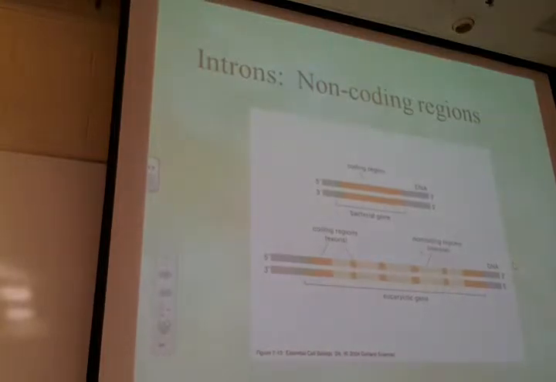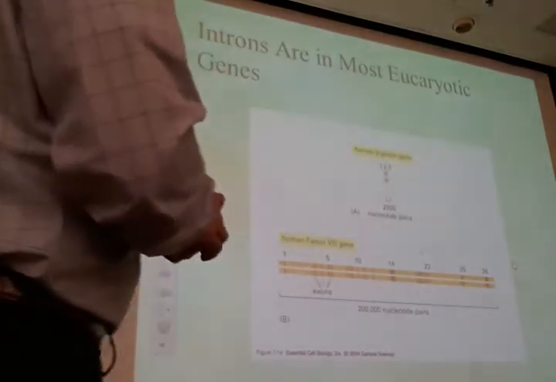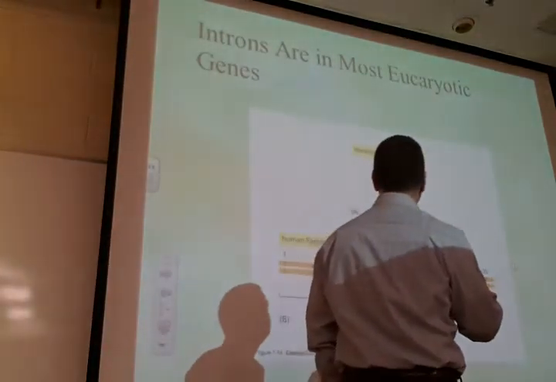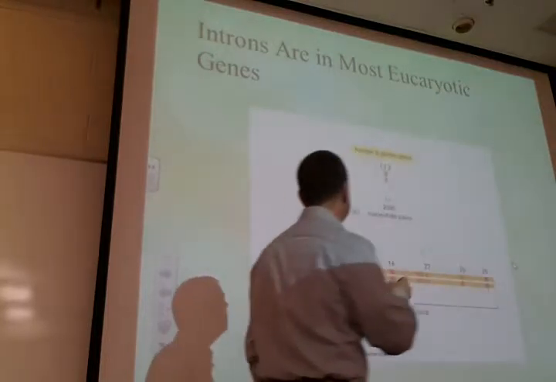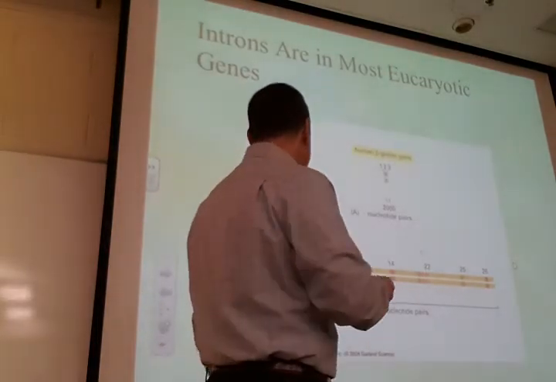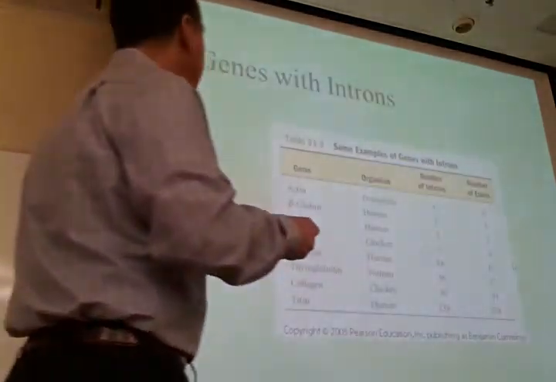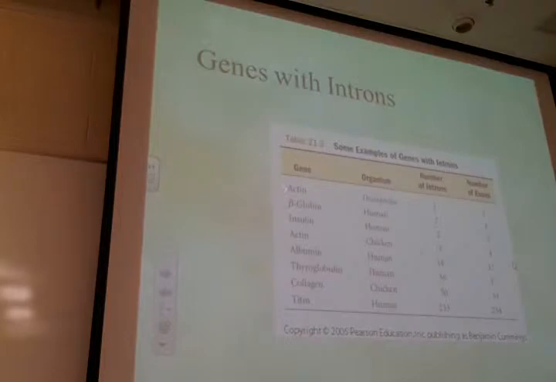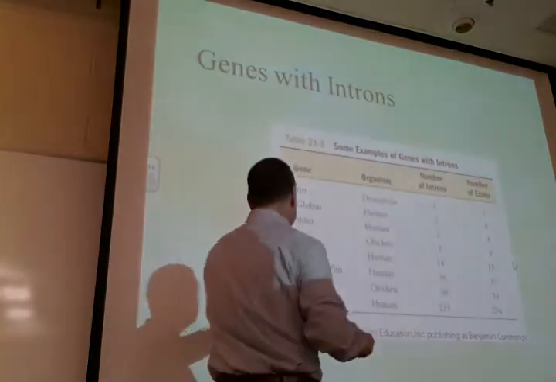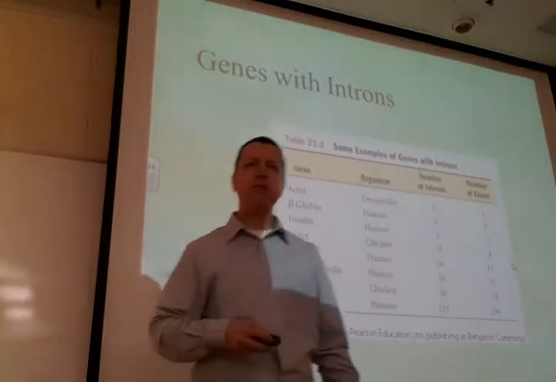And most eukaryotic genes have at least one intron. Some have many more. So the beta globin gene that makes part of your hemoglobin looks like it has 3 exons and 2 introns. The human factor VIII gene, which is involved in blood clotting, looks like it has 26 exons and 25 introns. And there's the table I wanted. Whereas actin, actin and myosin that lets your muscles move, only has 1 intron. This gigantic gene called Titin has 233 introns, so it runs the whole gamut.